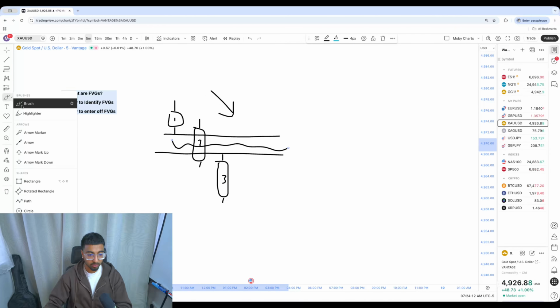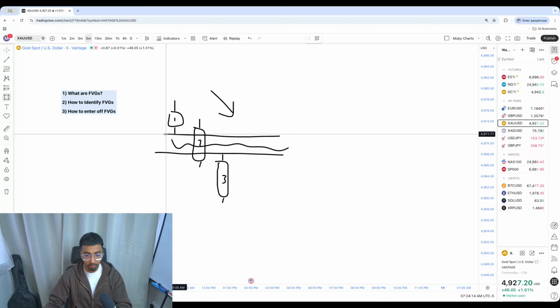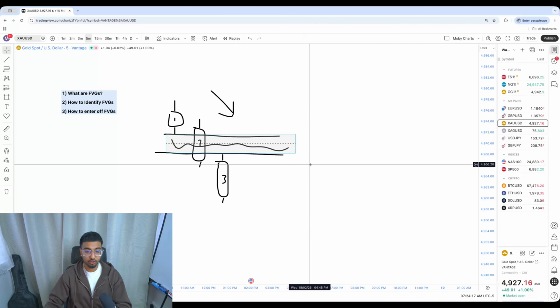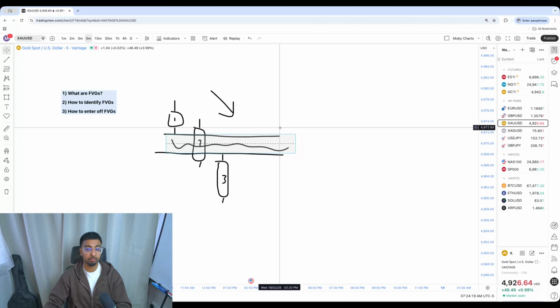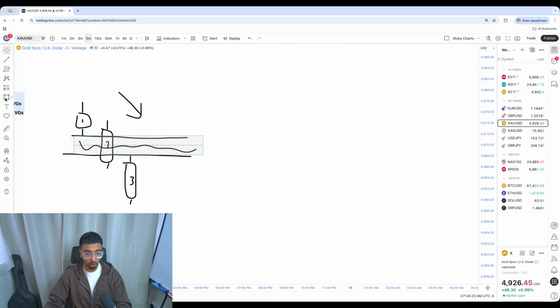What I like to do is get the rectangle tool out and just draw a rectangle. It's super easy. You don't even have to draw lines. You just draw a rectangle. This is called the fair value gap. And I'm actually going to do it for the opposite as well.